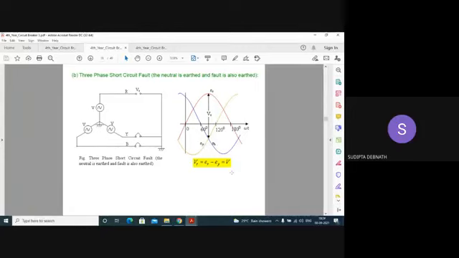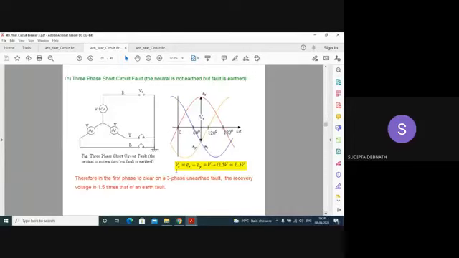Now, could you understand the difference between the first one and the second one? How the voltage decreases when the fault is grounded and why it increases when the fault is not grounded? Yes, ma'am. And the third case, when the neutral is not grounded, it is the same as the first case. It will again become 1.5 V, because this point is grounded, but this point is not grounded. Whenever this becomes grounded, this voltage becomes equal to this voltage. But here it is not grounded, so again it will become 1.5 V.